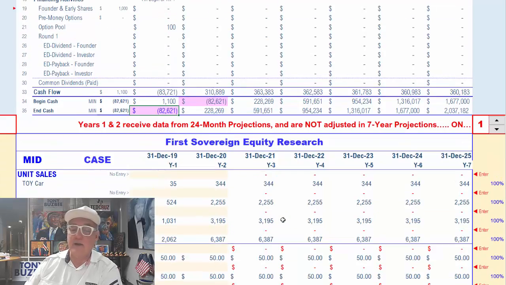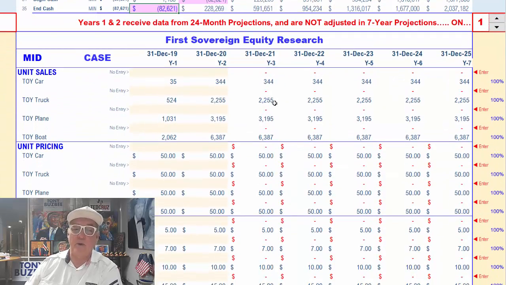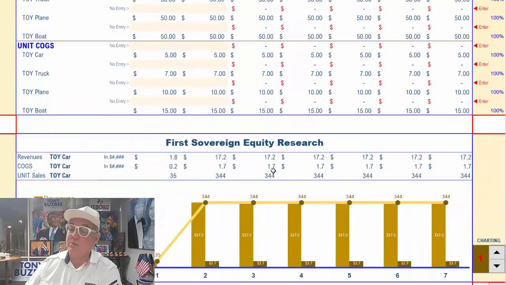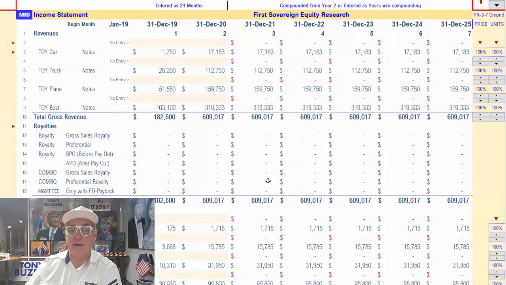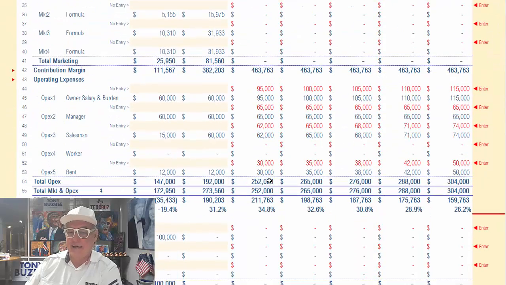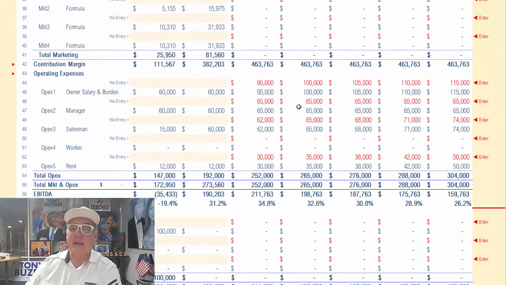Now, as you go down here, you'll have to set up the mid case the same sort of way. If you want to do a mid case, which I would recommend you do, put some numbers in. Maybe you want to accelerate a little bit. You've got plenty of capabilities in this thing.